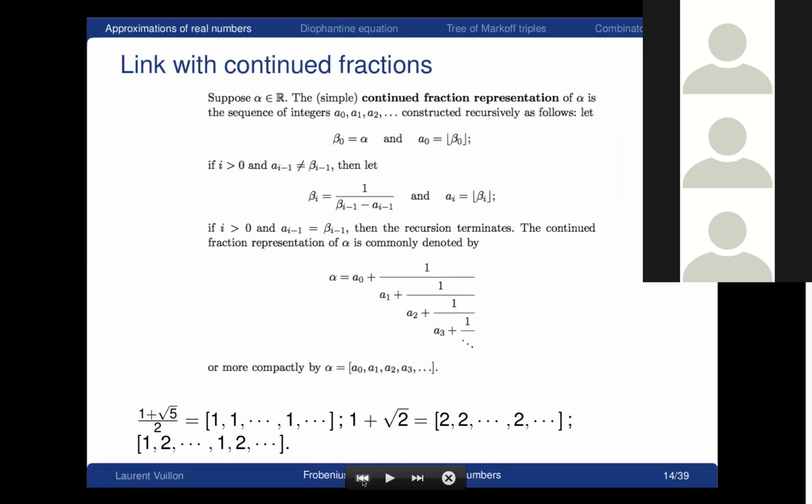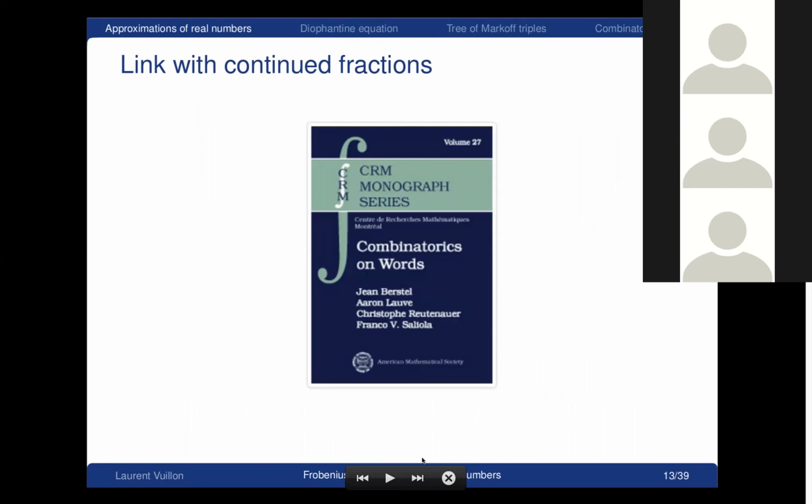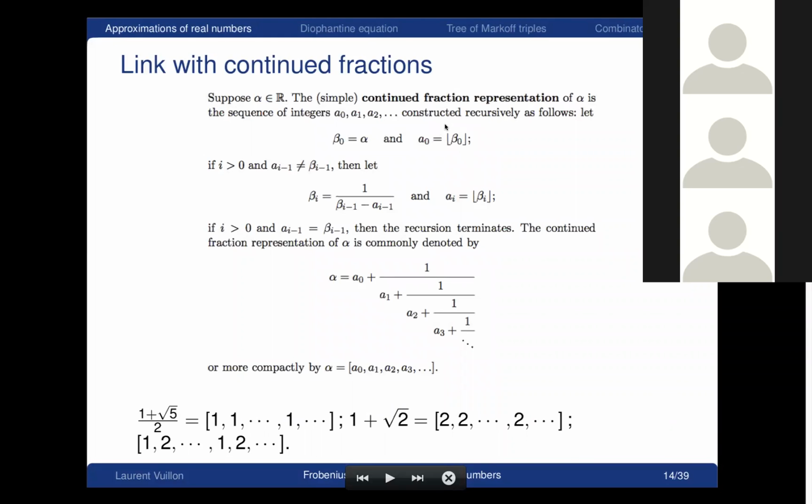So here, this is a nice book of Berstel, Lauve, Reutenauer, and Saliola about combinatorics on words, and you can see the usual definition of continued fraction representation. And then alpha, you can write it as A0 plus 1 over (A1 plus 1 over (A2 plus ...)), and so on. And here, these are the values of your continued fraction. So for alpha, it's A0, A1, A2, and so on. So the first value, alpha, is associated with (1 plus square root of 5) divided by 2. And if you look at the continued fraction, it's always 1. Okay, it's a sequence of 1.